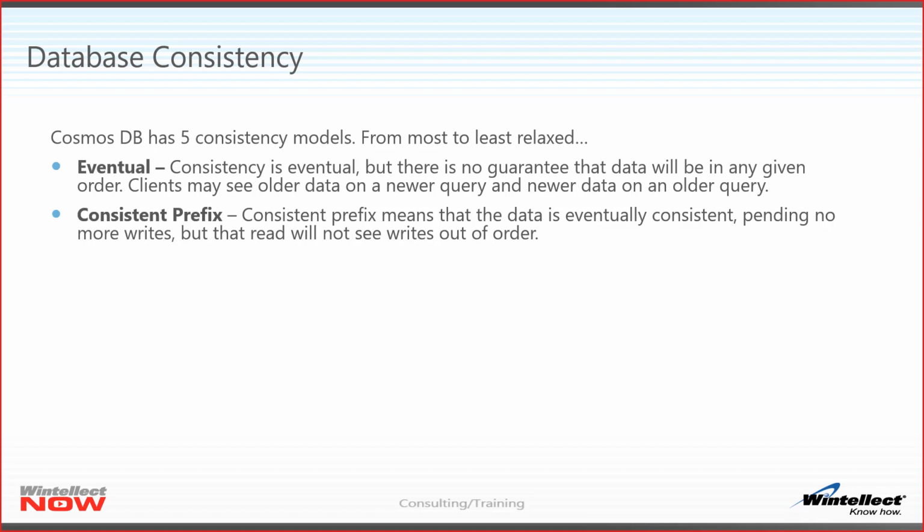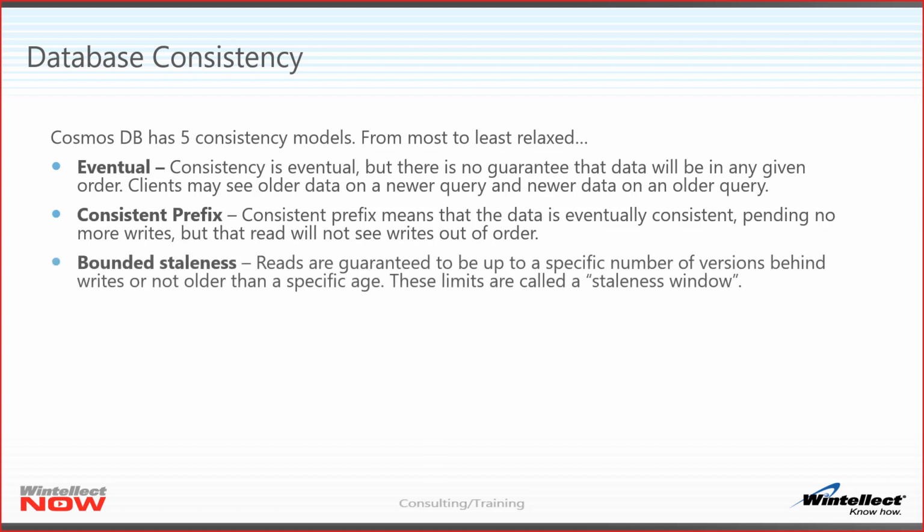With consistent prefix, it basically guarantees that reads won't occur out of the order in which the writes happen. Bounded staleness is the next consistency model, and basically this one is time boxed. Every write is time boxed, so you won't get any data that's older than a specific limit. If I say I don't want any data that's older than 2 seconds, I won't get any data that's older. It will wait for new reads up to that point whenever I'm talking about bounded staleness.